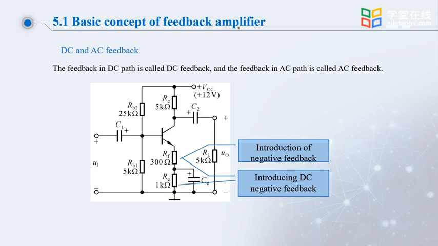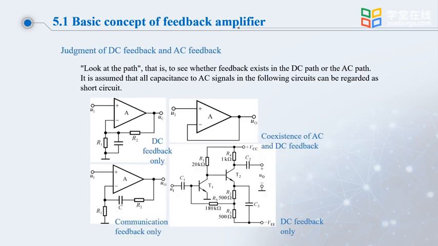So what if it's in AC? The capacitor C short-circuits RE in AC, so RF is a feedback that exists in both AC and DC, both DC and AC feedback, and RE disappears in AC. It's just a DC feedback. Very simple: feedback existing in the DC path is DC feedback, and feedback in the AC path is AC feedback. Well, let's have a look.